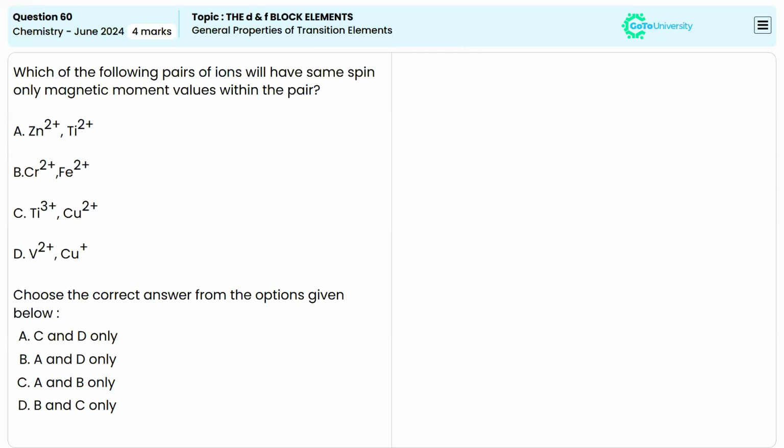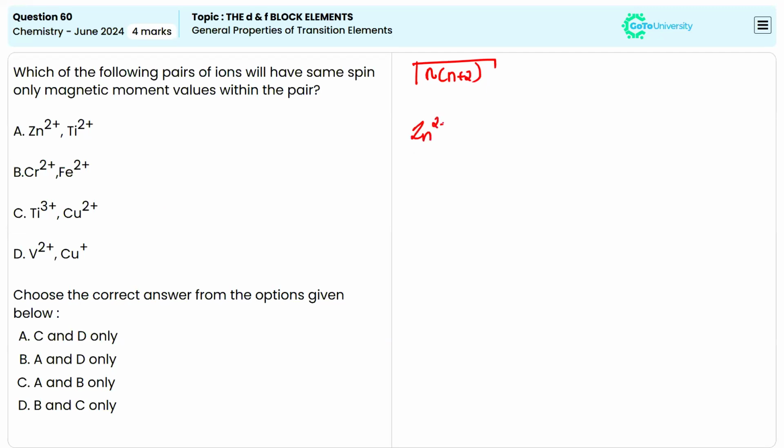We can calculate the spin only magnetic moment using the equation [n(n+2)]^(1/2), that is, the square root of n times n plus 2, where n is the number of unpaired electrons. If you calculate using this equation, I'm not calculating everything because you can use the same method as we discussed previously. I will write the values here.